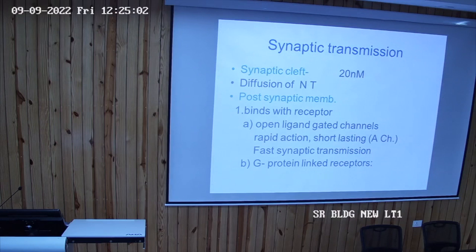So we have seen what happened at the presynaptic terminal, and neurotransmitter has been released. This neurotransmitter diffuses across the synaptic gap and reaches the postsynaptic membrane. After reaching the postsynaptic membrane, what this neurotransmitter can do is bind with the receptor present on the postsynaptic membrane.